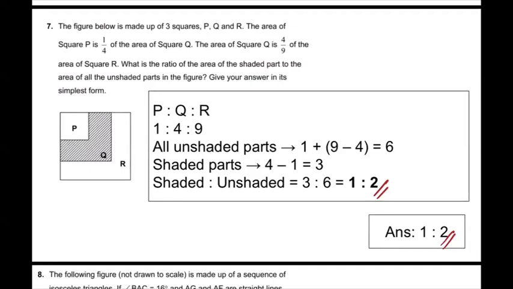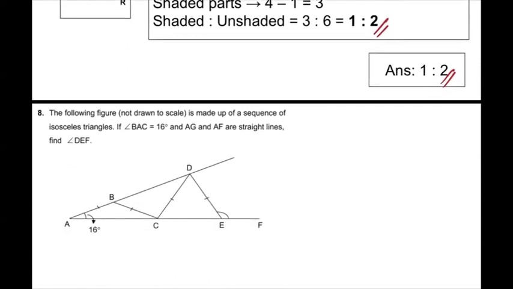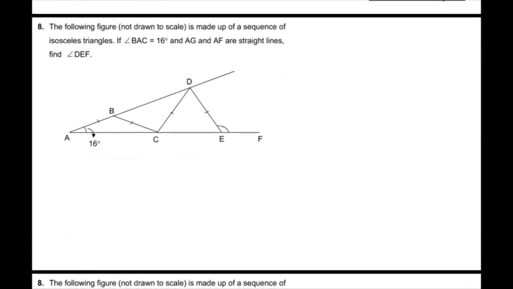All right, let's move on to question number 8. The following figure, not drawn to scale, is made up of a sequence of isosceles triangles. So don't forget, isosceles triangle means two sides are the same, which means that two corresponding angles are equal. Okay, so if BAC is equals to 16, AG and AF are straight lines.